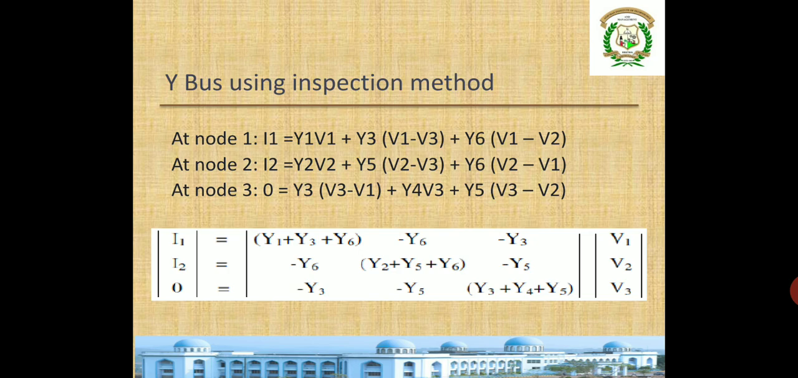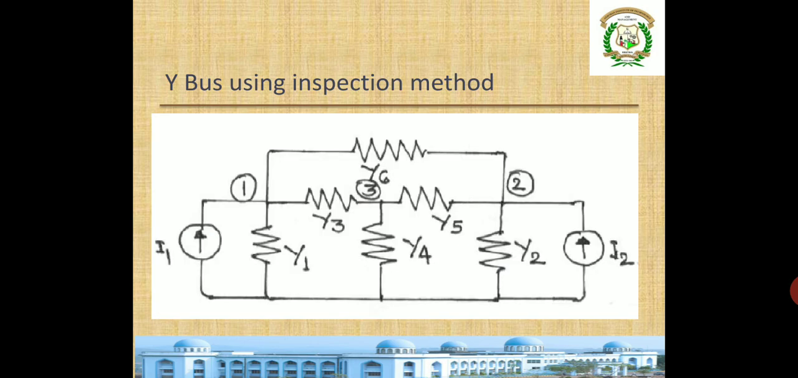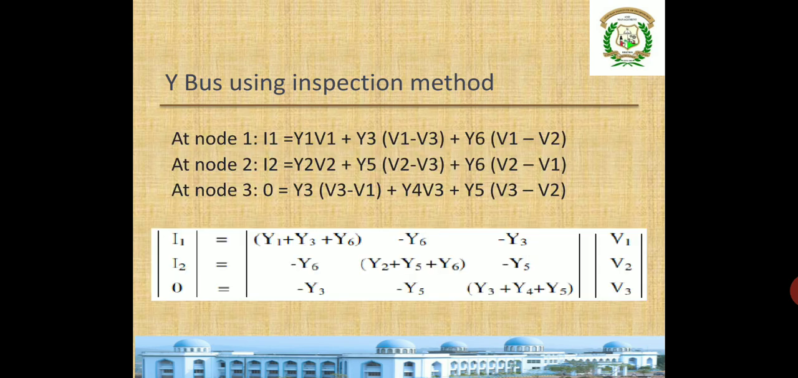that particular node. Means you clearly see in this figure, y11 is nothing but the sum of the admittances connected to node 1. Which are the elements connected? See, to node 1, y1 is connected, y3 is connected, y6 is connected. So y11 is nothing but sum of these three. See here, is it y1 plus y3 plus y6?